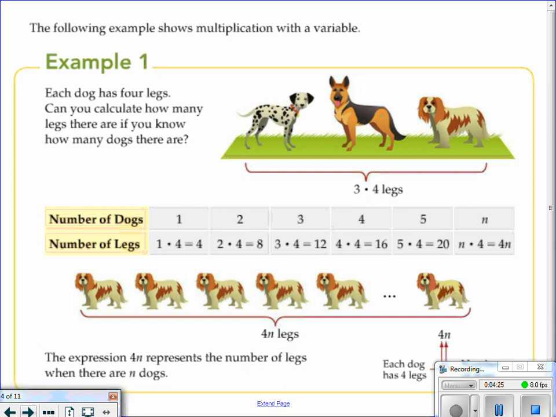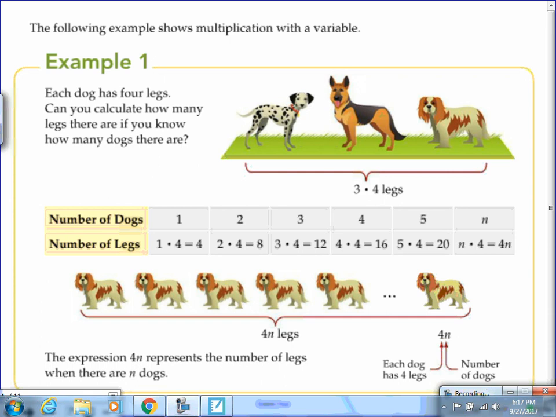Okay, so on and so forth. And we can go all the way down here. You see 5 dogs, 5 times 4 is going to equal 20 legs. Now the n represents any number. So whatever number of dogs we want to know, we can just substitute that in for n and figure it out. So that would be n times 4, which we would just write as 4n. So 4n represents the number of legs when there are n dogs.